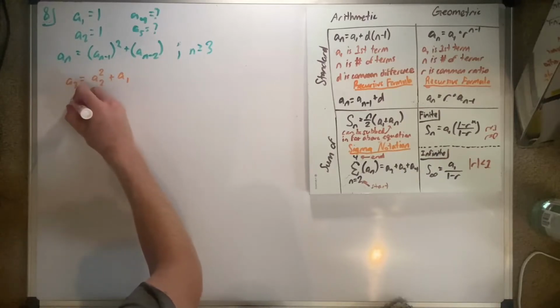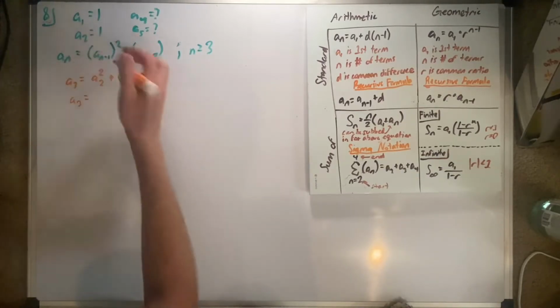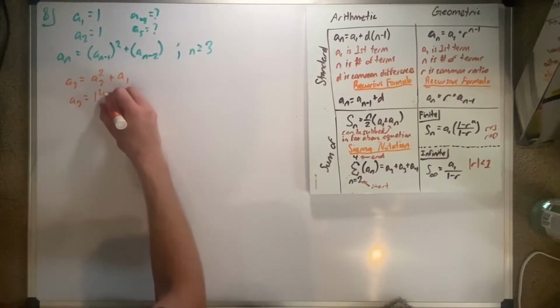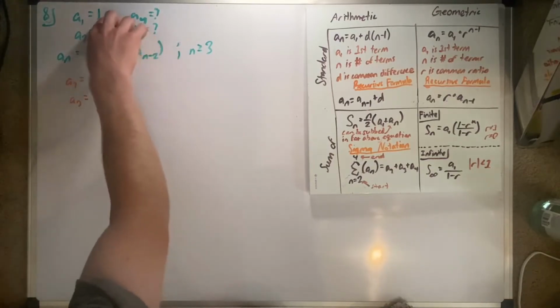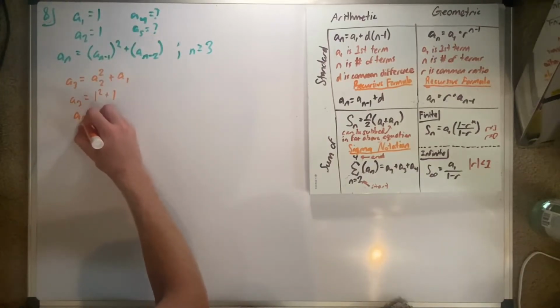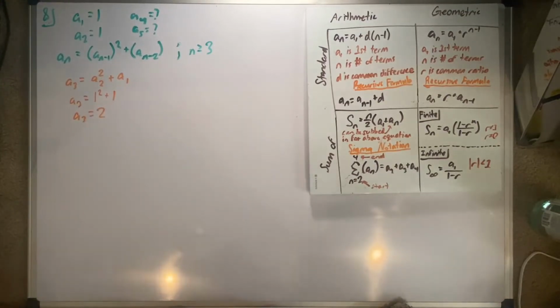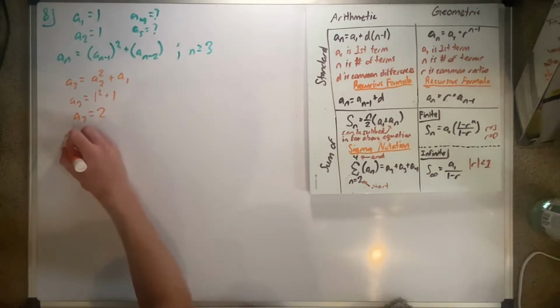So a_3 is equal to a_2 squared, which is 1 squared, plus a_(n-2), which is 1, so a_3 is equal to 2. Okay, now we need to solve for a_4.